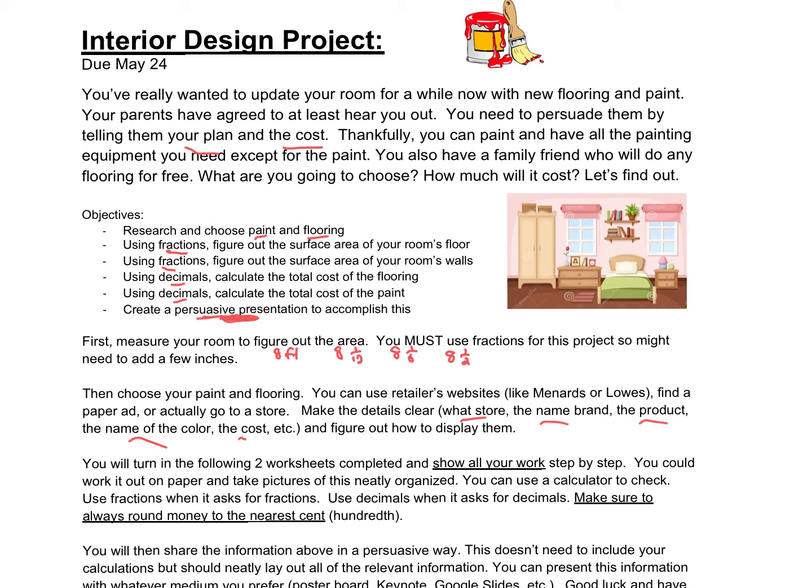You will turn in the following 2 worksheets that are attached, showing all your work step by step, showing every step of your fraction multiplication, your fraction addition, your decimal multiplication. You could work it out on paper, take pictures of this, neatly organized. You can use a calculator to check your work at the end, but that's not what you turn in. That's just to double check. If the calculator answer is different, go back and redo your original work.